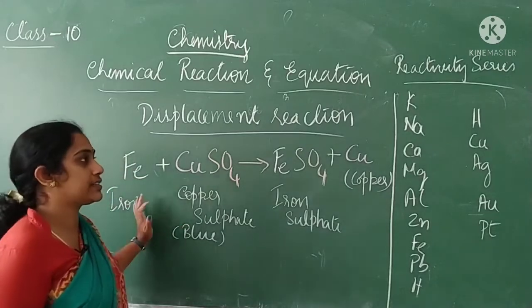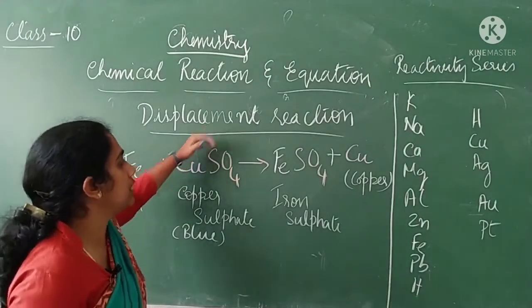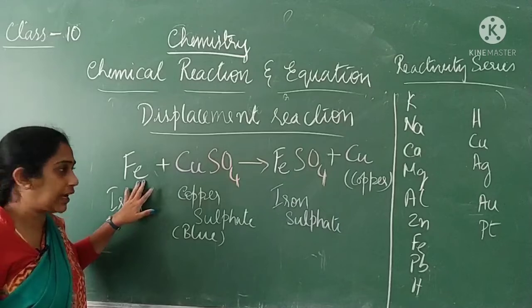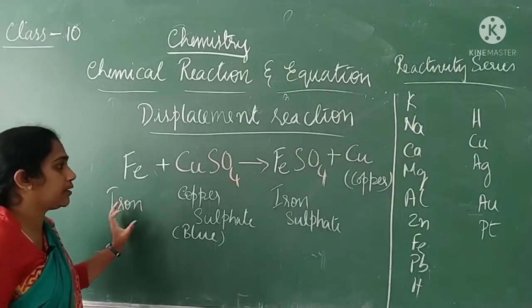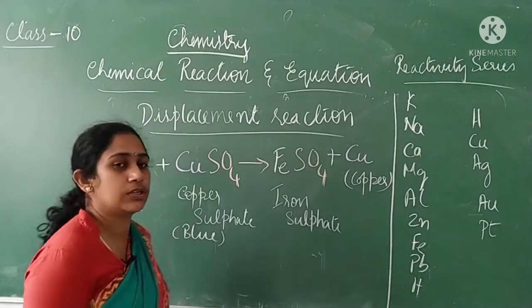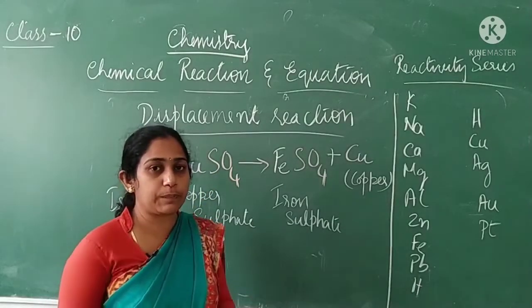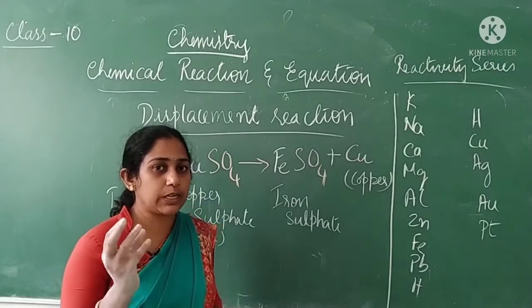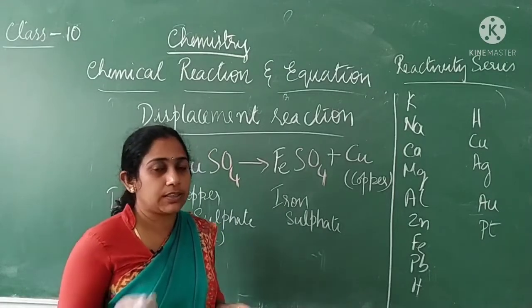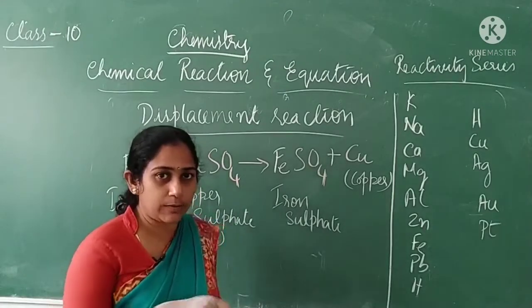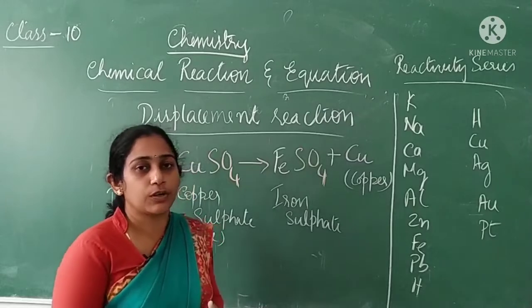So we have taken an example here to show one of the displacement reactions, which you have already learned in your 8th standard, that is the reaction of iron metal with a copper sulfate solution. Now copper sulfate is a salt which has blue color. When you prepare the copper sulfate solution, you take the blue color crystal salt, add it to water and dissolve it in the water. You get the solution of copper sulfate.